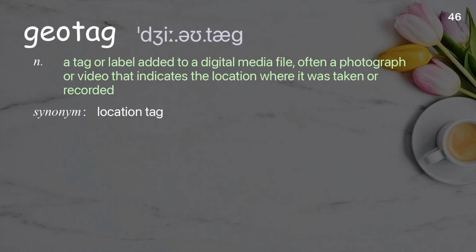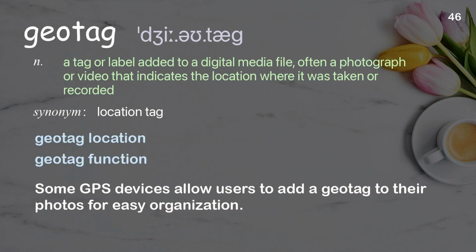Geotag. A tag or label added to a digital media file, often a photograph or video, that indicates the location where it was taken or recorded. Examples: Geotag location. Geotag function. Some GPS devices allow users to add a geotag to their photos for easy organization.